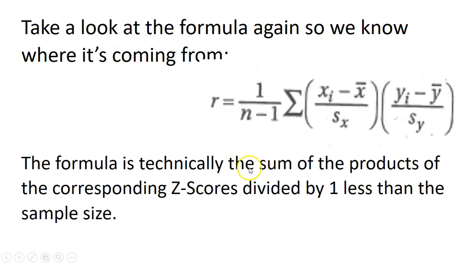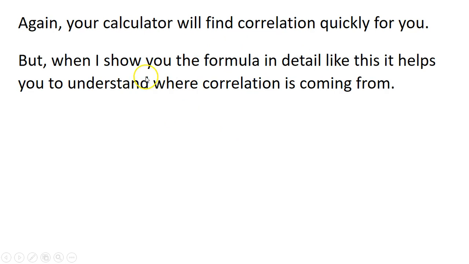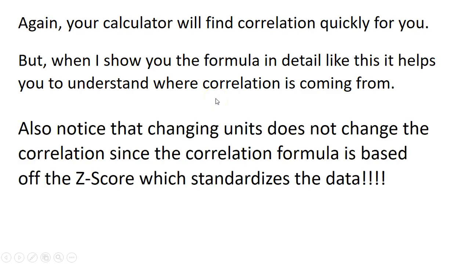Take a look at the formula again so we know where it's coming from. The formula is technically the sum of the products of the z-scores, divided by 1 less than the sample size. Your calculator will find the correlation quickly for you, but when I show you the formula in detail like this, it helps you understand where correlation is coming from in case in the future you have to manipulate anything.